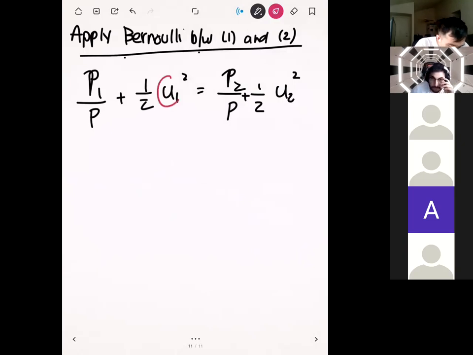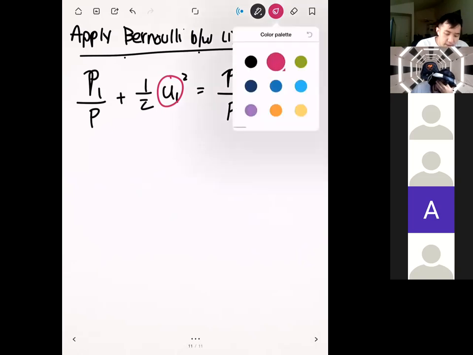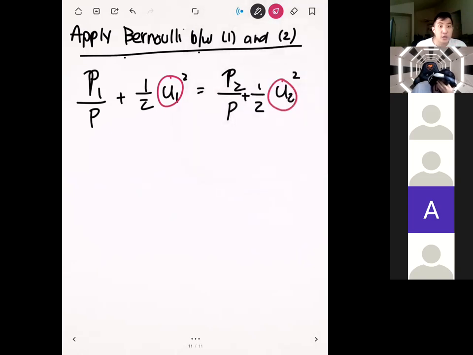But we actually have two more unknowns here. We don't know U1 and we don't know U2. Even though section 1 is wider, it's not quite wide enough for us to assume U1 is equal to 0. And so we're a little bit stuck right here because we have only one equation, which is Bernoulli, but two unknowns. In order to alleviate this, let's use our conservation of mass.